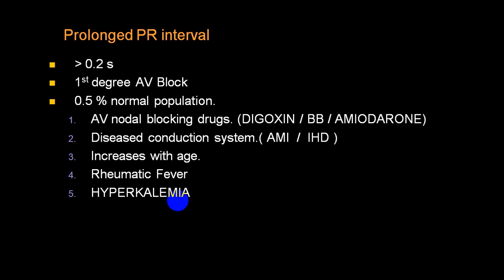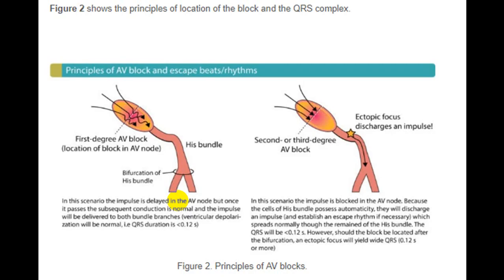And you will have PR prolongation in a case of hyperkalemia. And as the potassium level increases, the P wave will disappear, and you will not be able to see a P wave. And this is characteristic of hyperkalemia. Now we'll see some of those particular ECGs.